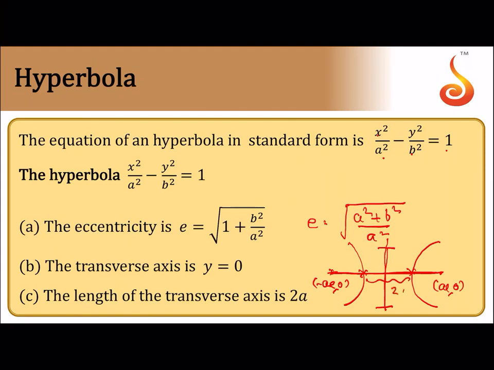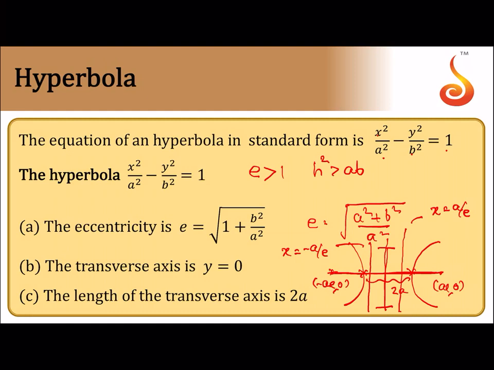Length of transverse axis is 2A. So this distance is given as 2A. Same, this is the directrix equation. So directrix equation is x is equal to A by E. Here x equal to minus A by E. This is nothing but x equal to minus A by E. So here E is greater than 1. H square is greater than AB in general equation of second degree.